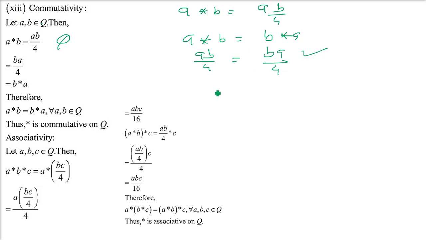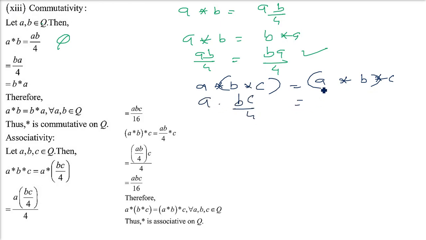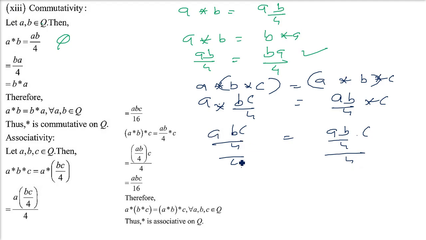Now coming to associative. Associative says what? (A star B) star C equals A star (B star C). BC we will take first, then AB. BC is BC by 4. Here we have AB by 4 star C. Now A star BC by 4 is A into BC by 4, divided by 4. Here you have AB by 4 into C, divided by 4. This is ABC by 16, this is ABC by 16. So they both are same. Star is associative on Q.